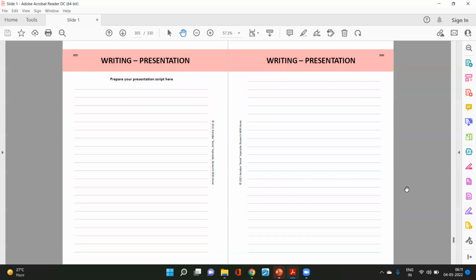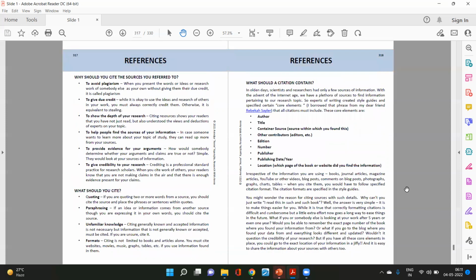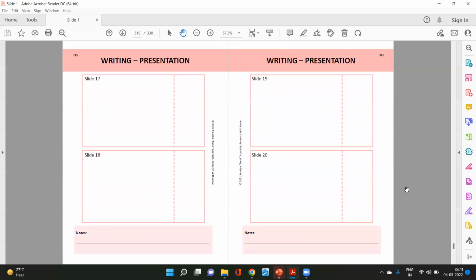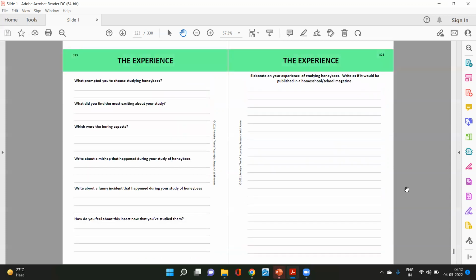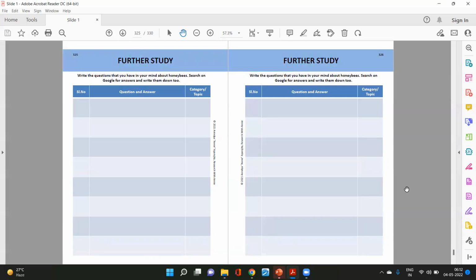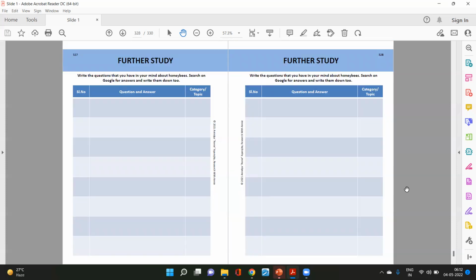And then you come to presentation, how you present your, so there's space for 20 slides. So yeah, how you present your research, what would you say, when would you say, and what would you put up on your slides. So these are basically the slides planner pages. And then how would you cite your sources of information. And then at the end, we talk about what experience you underwent while studying honeybees, and then how you would further like to study this topic.